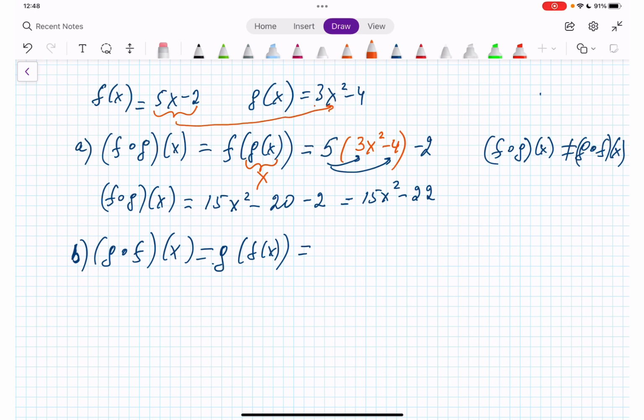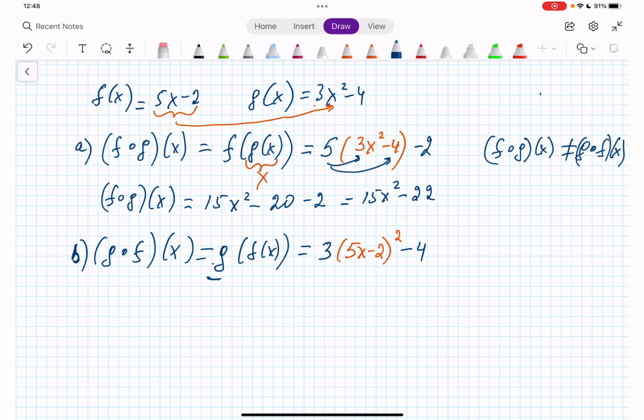Okay, so this is equal to 3 times, I'm plugging into g, right? We have g. 3 times now x squared, which is going to be, instead of x, I'm plugging 5x minus 2, because we have x squared. Here it is. I put 5x minus 2 squared. And minus 4.